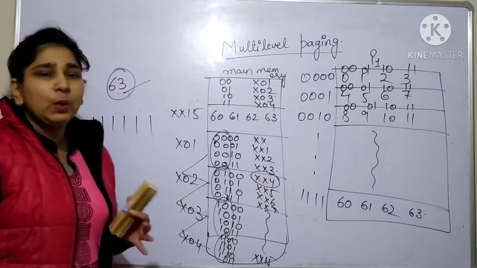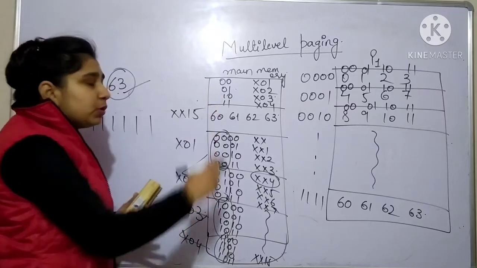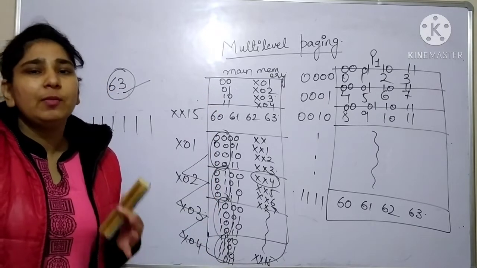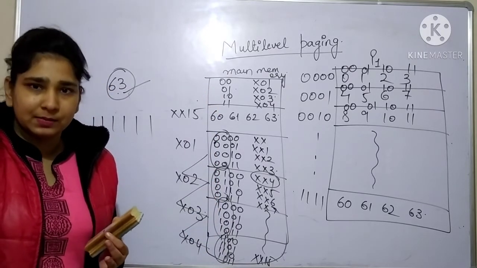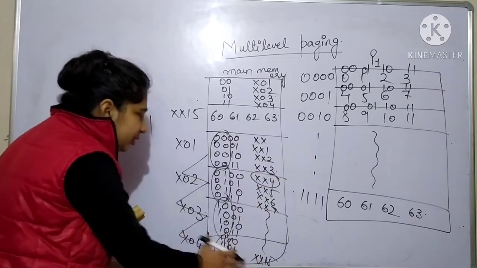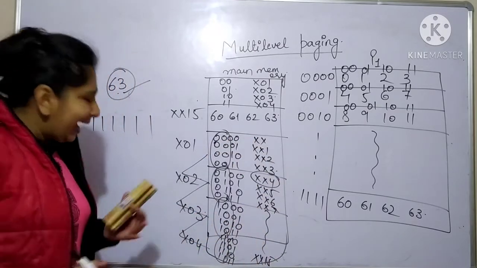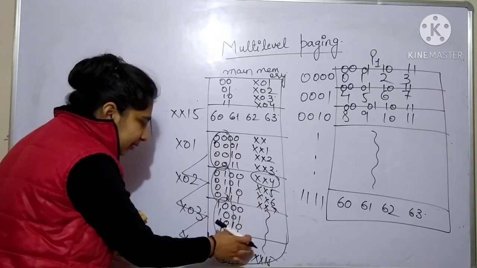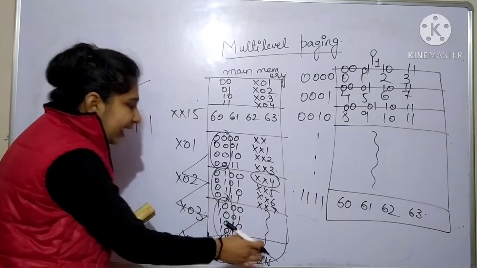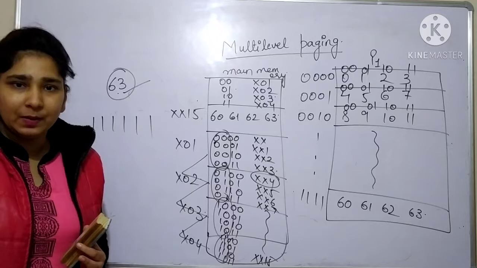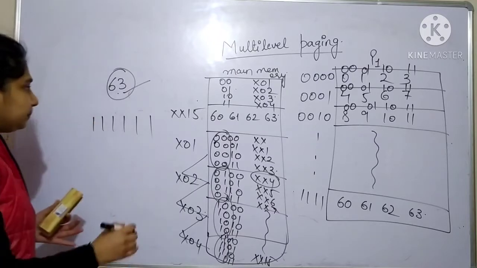Why do I make one separate page table? So that I can reduce the total number of main memory accesses. I don't want to search in these 4 frames. I just want to go directly to the frame of the page table.